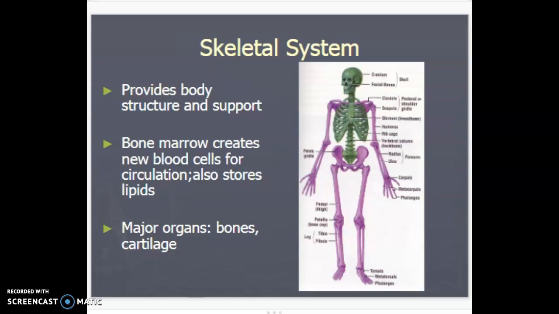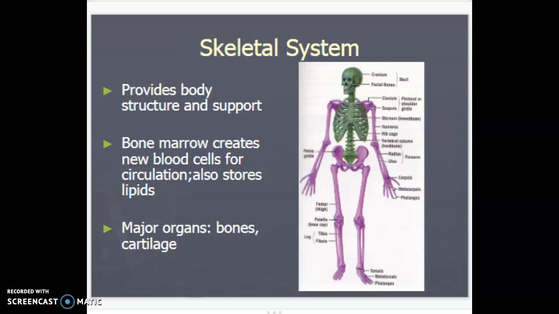As far as structural support, that's mostly the skeletal system. Your skeleton not only provides you with structure and support, but it's also involved with the muscular system and movement. Now, one function is that your bone marrow, so you have a hollow tube that has your bone marrow inside of your long bones, and it's going to create blood cells. It also helps store the lipids.